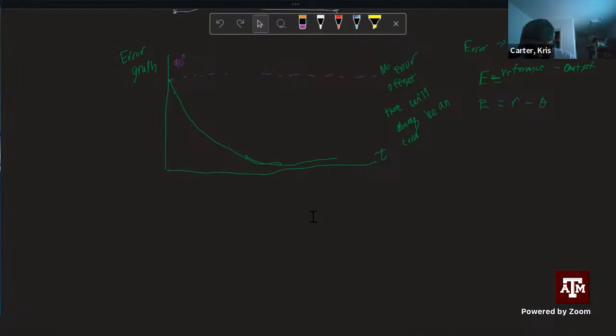So when the reference is 90, as an example, and theta equals 10, you would have your error equal to 80 degrees. So that's how that works. Reference minus the output. That's how that works.